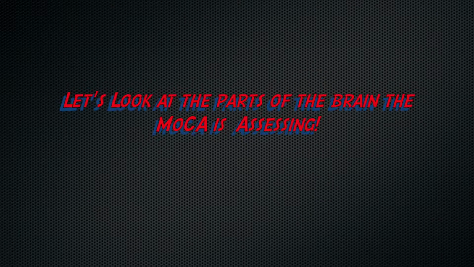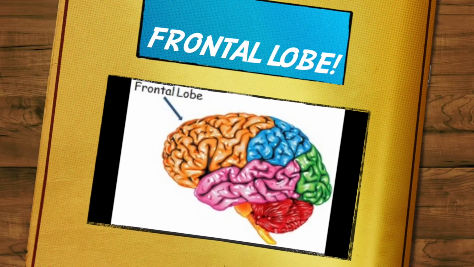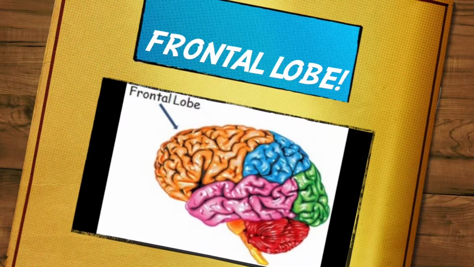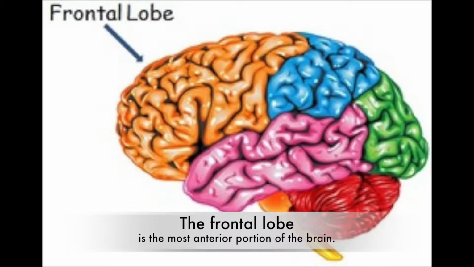Let's look at the parts of the brain that the MoCA is assessing. The frontal lobe, including the primary motor cortex, its functions include problem solving and fine motor skills. The visuospatial executive section with attention, language and abstraction sections are all tested with this area of the MoCA.